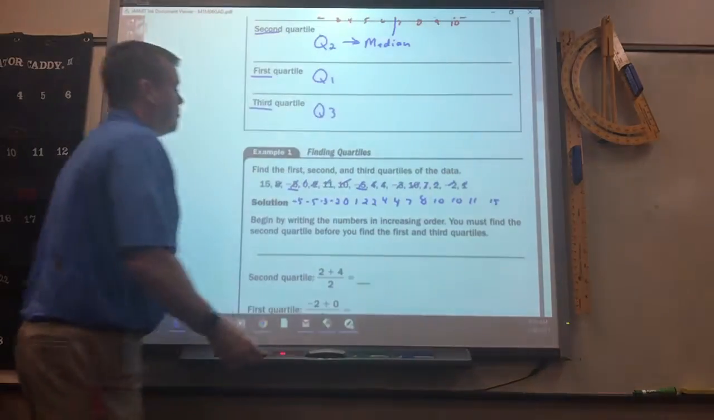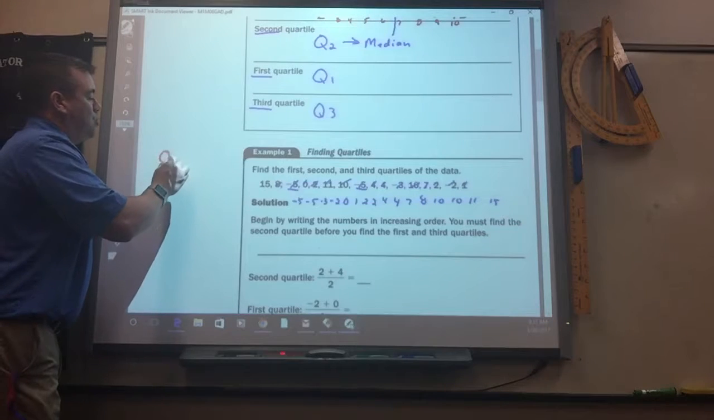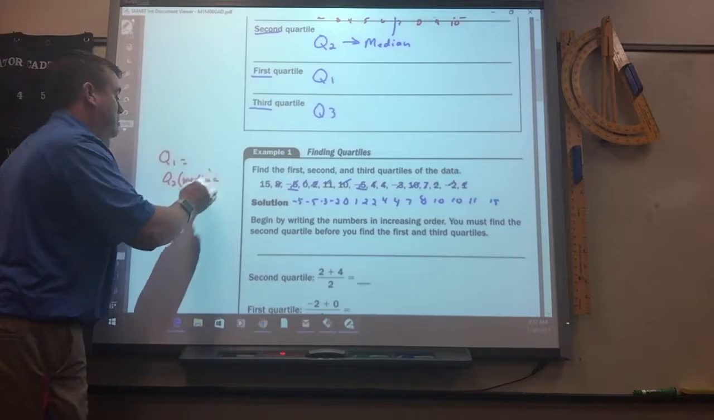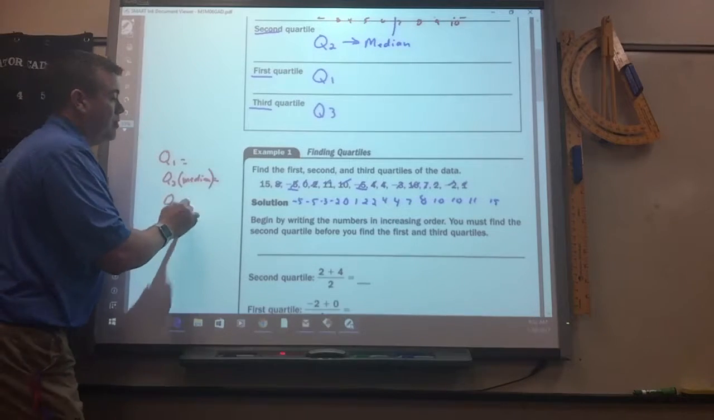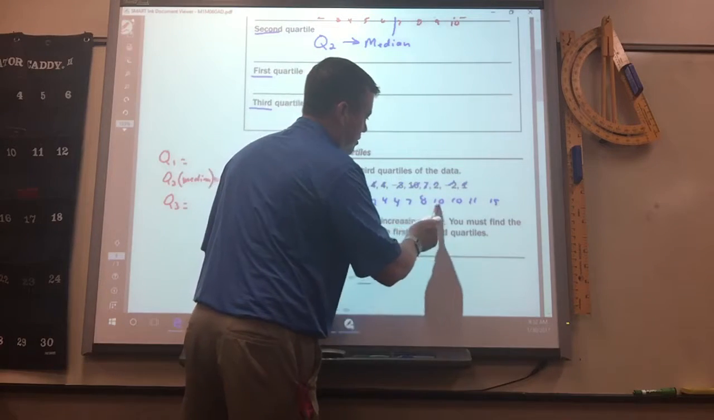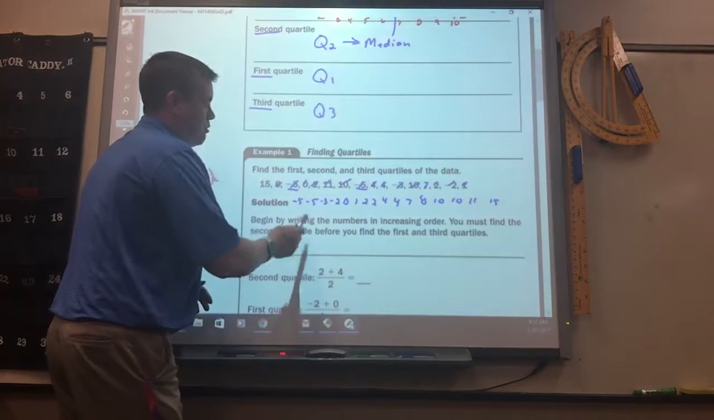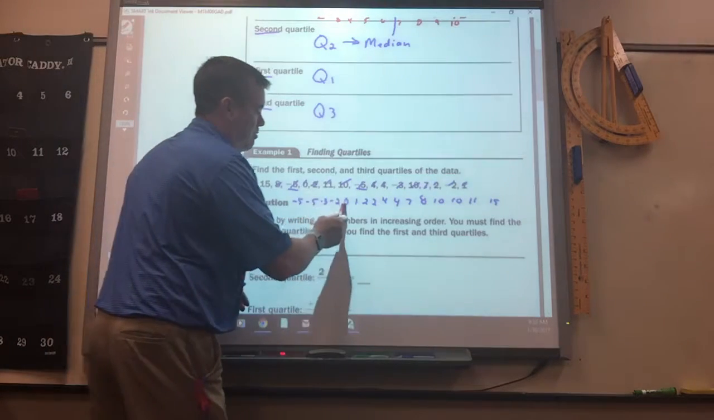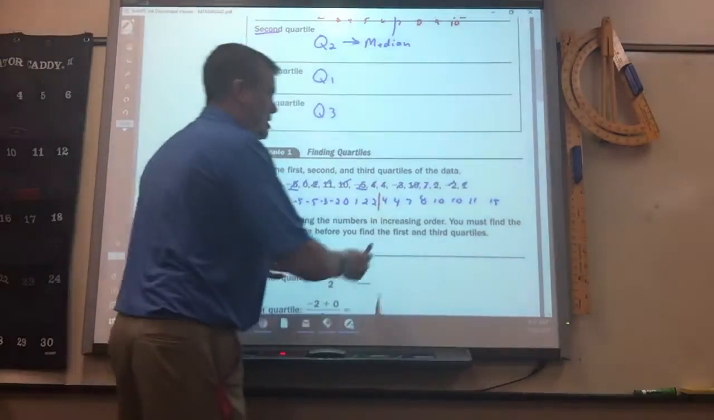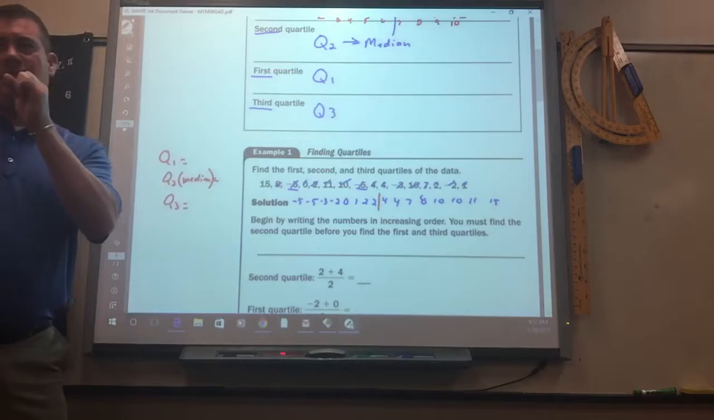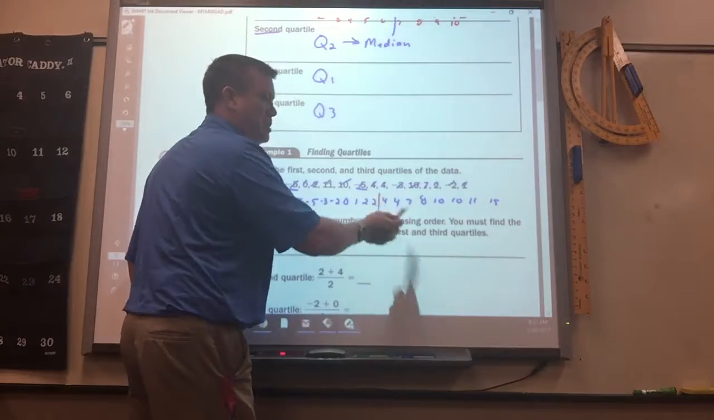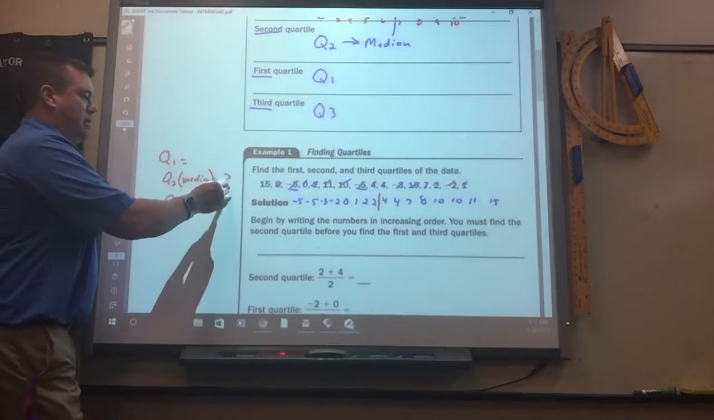Okay, so we got to find Q1, Q2, which is the median, and Q3. So for the median, there's 1, 2, 3, 4, 5, 6, 7, 8, 9, 10, 11, 12, 13, 14, 15, 16 numbers. So if we count in 8, 1, 2, 3, 4, 5, 6, 7, 8, it's going to be in between those 2. Remember, sometimes if it's an odd amount of numbers, it'll fall right on a middle number. You know what I mean? Yeah. Okay. So what this means is the median's between 2 and 4, which is 3.